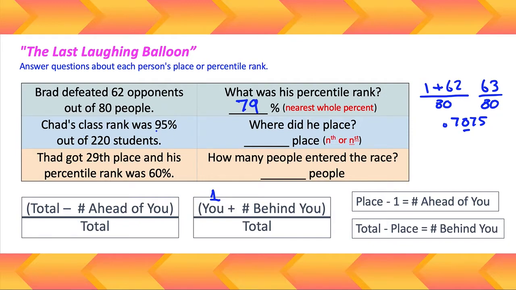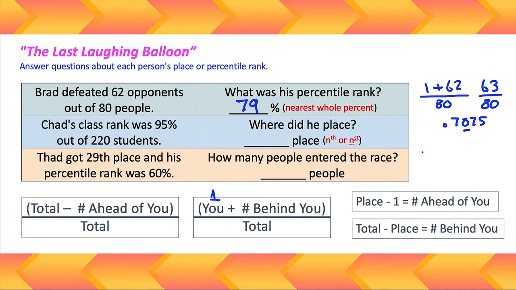Chad's class rank was 95% out of the 220 students. Oh boy, how are we going to figure this out? Well, let's see here. I like to think of it this way. If Chad was 95%, that means 5% did better than him. He's the 95th in line. So think about 100 people in line. He's the 95th in line, so there's 5% that did better than him.